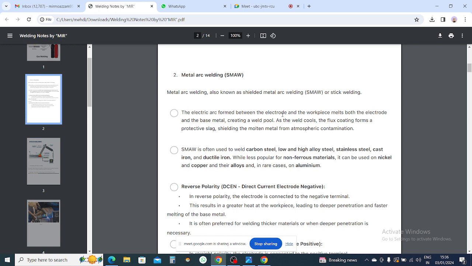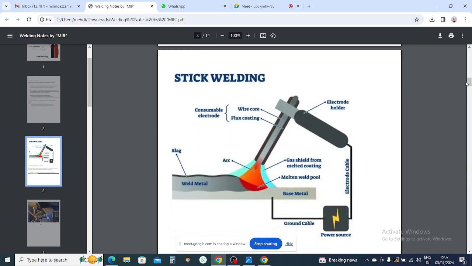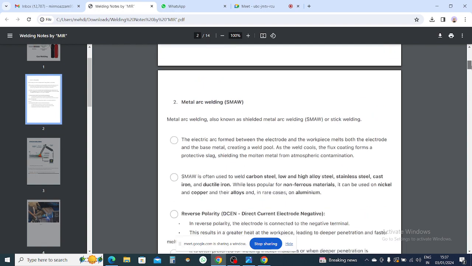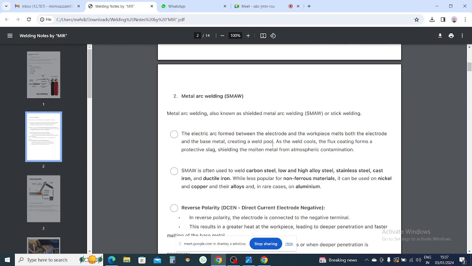The electric arc formed between the electrode and the workpiece melts both the electrode and base metal, creating a welding pool. You can see here, it's a molten welding pool. As the weld pools, the flux coating forms a protective slag, shielding the molten metal from atmospheric contamination.